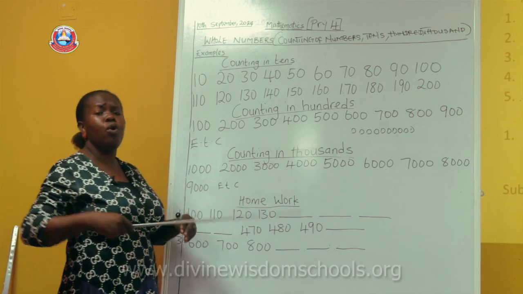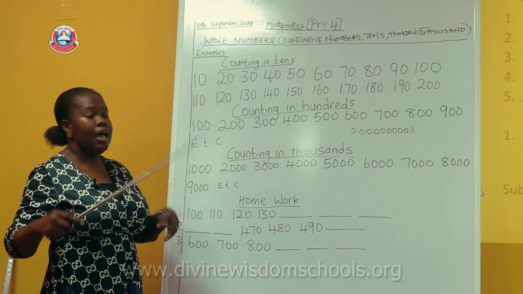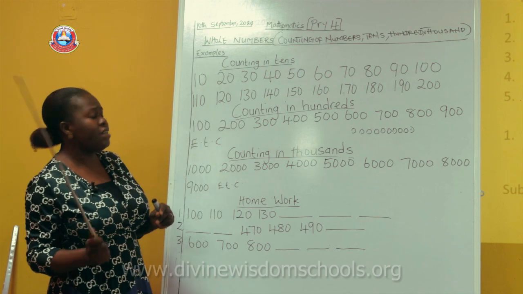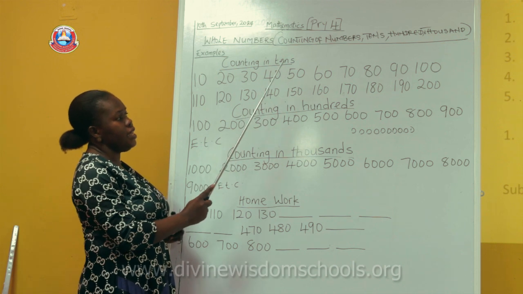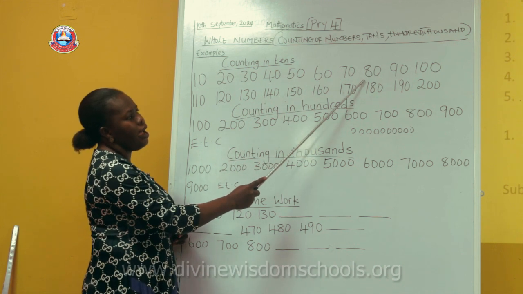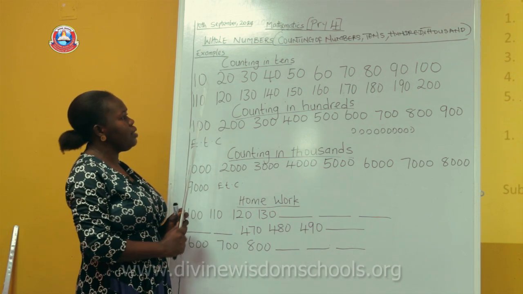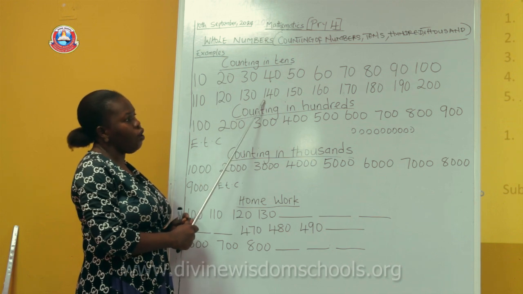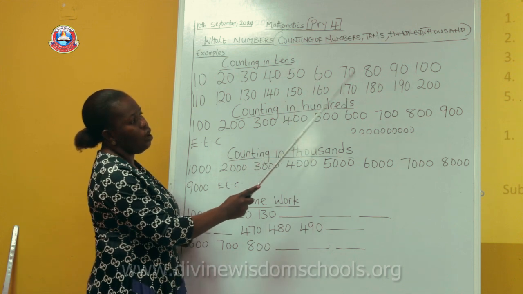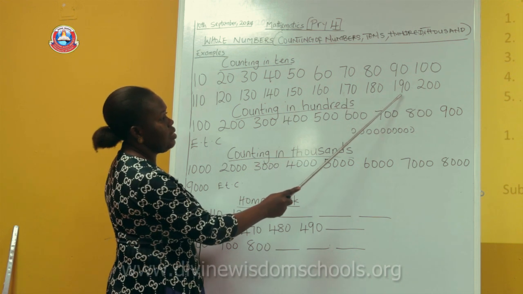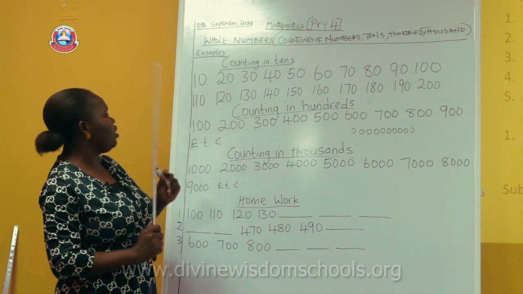We can continue. You can keep going on and on until you are tired, or you can even get to millions and all that. So this is counting in tens. Let's go over it again: 10, 20, 30, 40, 50, 60, 70, 80, 90, 100, 110, 120, 130, 140, 150, 160, 170, 180, 190, 200. I hope you counted with me. Thank you. Now let's go to the next one.